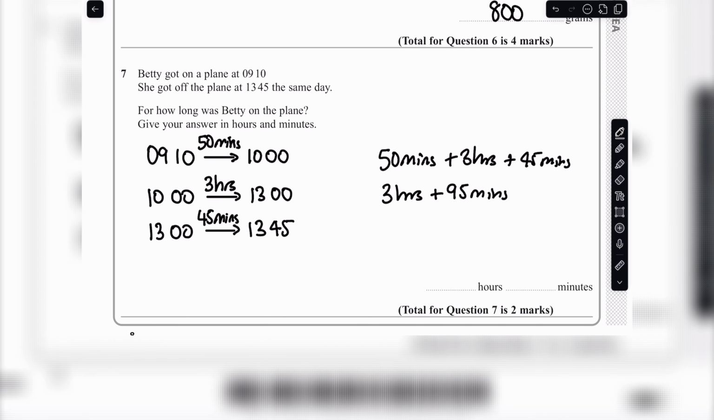And given as there are 60 minutes in 1 hour, we can write this as 3 hours plus 1 hour, which is 60 minutes. So 95 minus 60 is 35 minutes. So Betty took 4 hours and 35 minutes.